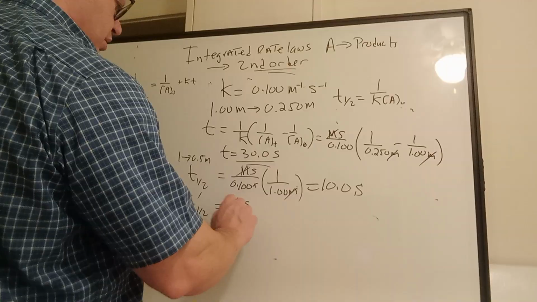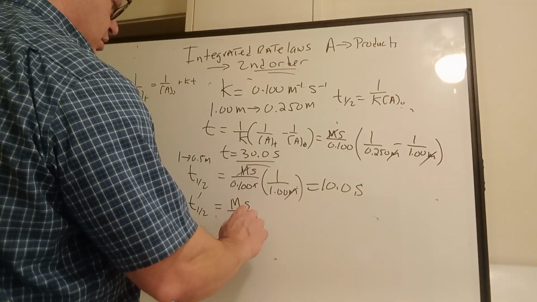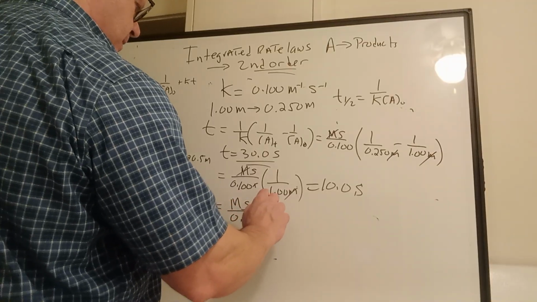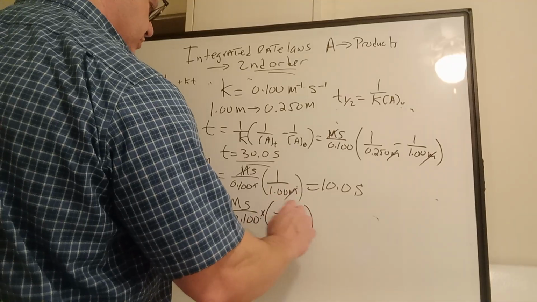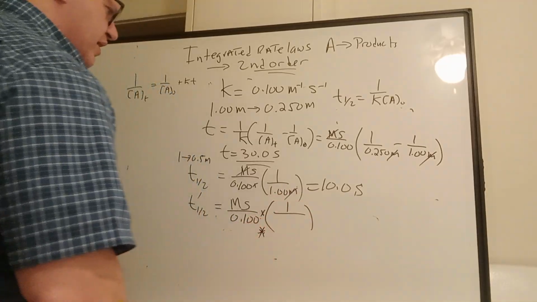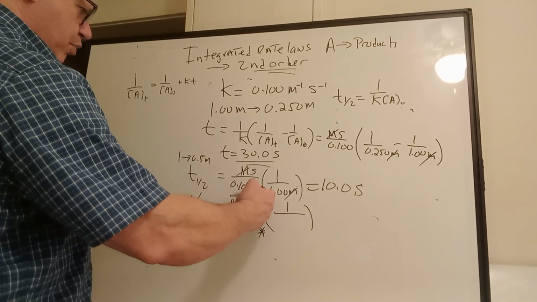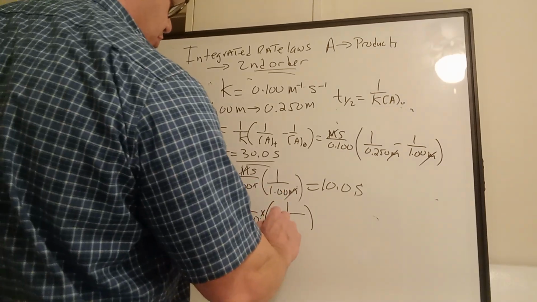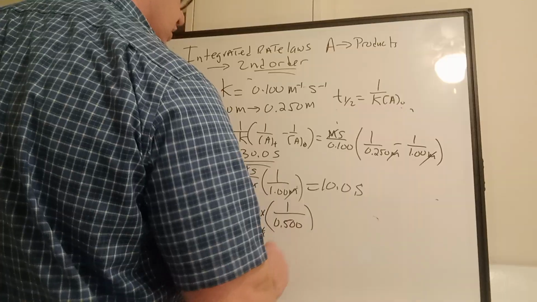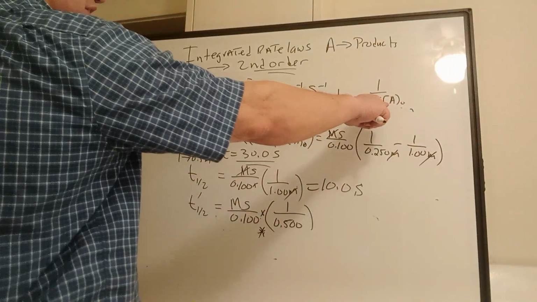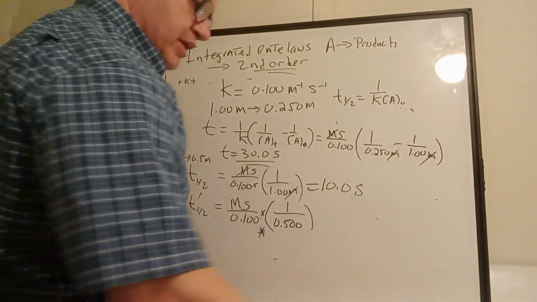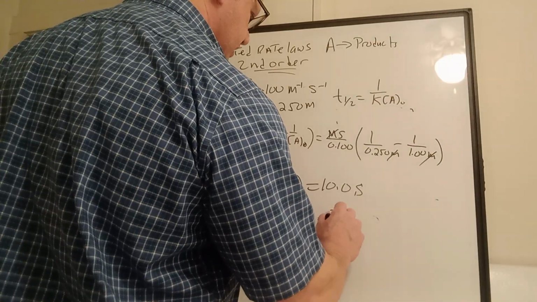Now here's the key step where people would make a mistake: you want to maybe put in 1 molar. You don't. Put in 0.500. They change. This has a dependency on concentration on each step, and this ends up being 20 seconds.